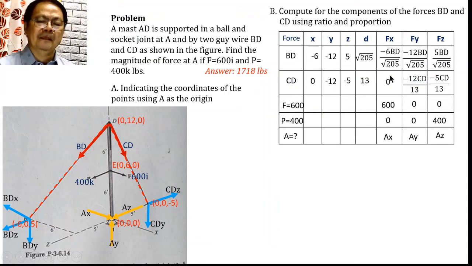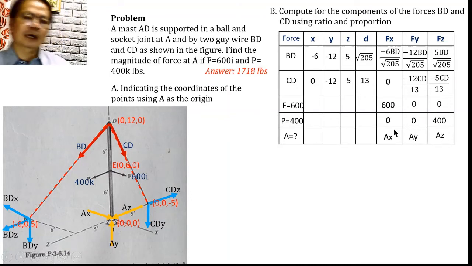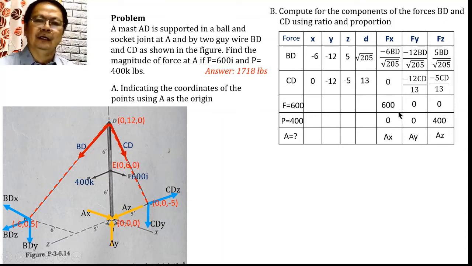The same goes for the components along Y. If we sum up this component, we cannot solve yet for AY because there are two more unknowns. If we know BD and we know CD, then that is the time we can solve for AY. The same goes for this component. So if we look at it, we can see the scenario and the procedure.